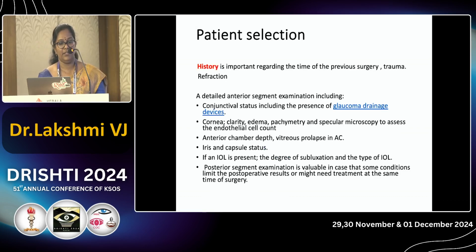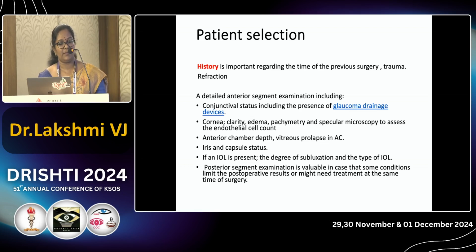Patient selection is one of the main things in secondary IOL. History is very important, because you have to sit with the patient and take a detailed history on the timing of the previous surgery, the type of surgery, the trauma in detail, what kind of trauma it was, and what investigations are already done. If you have EMR access or the case record access to the already done surgery, it is well and good.